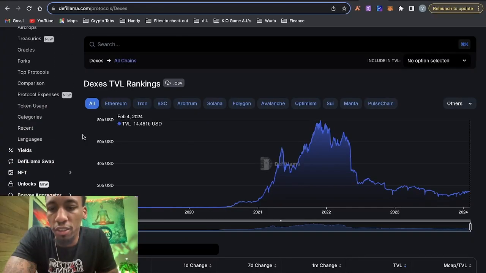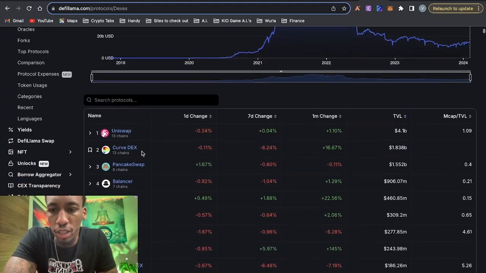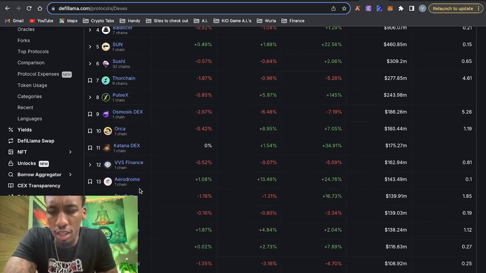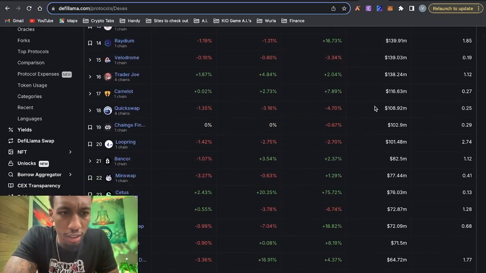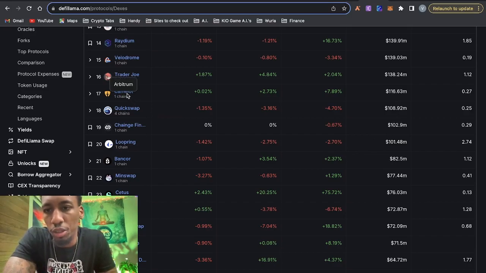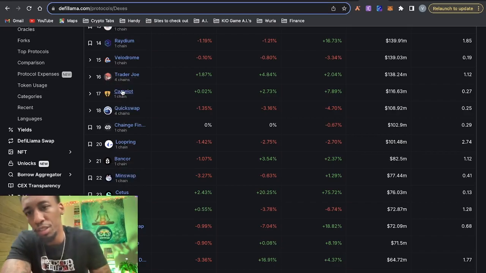All right, so here we are on DeFi Llama, and if we scroll down to number 17, you can see Camelot is right there. They have a TVL of 116 million. If the DEX doesn't have at least 100 million, I probably won't go on it unless I'm trying to do something early like I did here with MintSwap on Cardano. But that's for another video and another day.